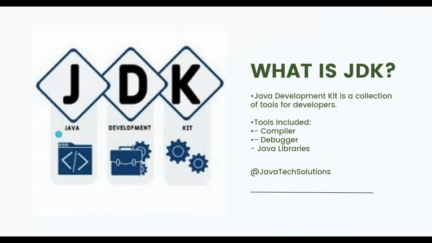Now we will talk about what the JDK is. JDK is the Java Development Kit. It's a collection of tools for developers. These tools include the compiler, debugger and the Java libraries. It enables Java application development. It includes the JRE for testing and running the programs.